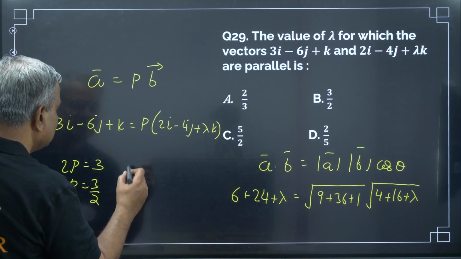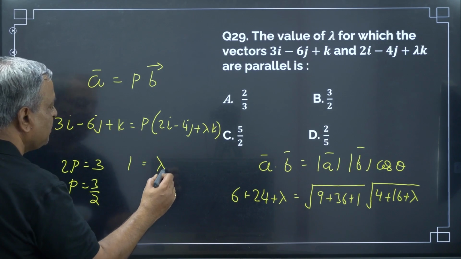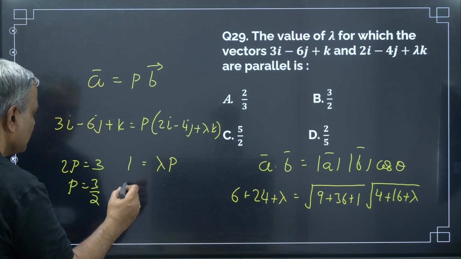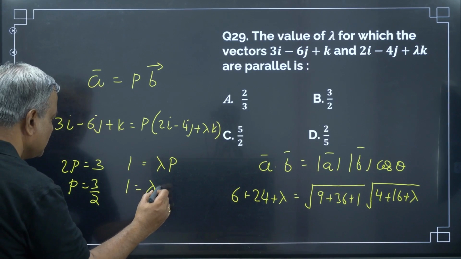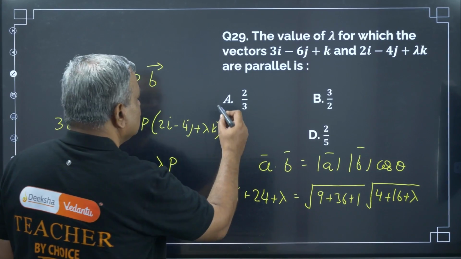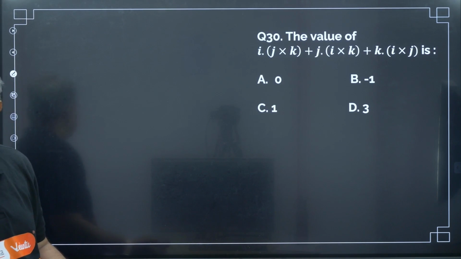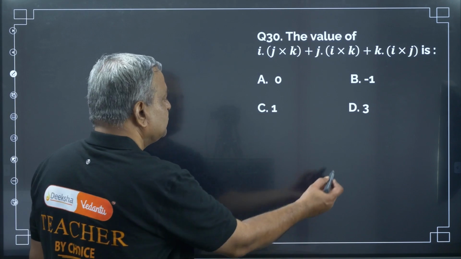Substitute here. 1 is equal to lambda p. So 1 is equal to lambda times 3 by 2, so lambda is equal to 2 by 3. The 2 by 3 option is correct. So anyway you can do it. The concept is like this.